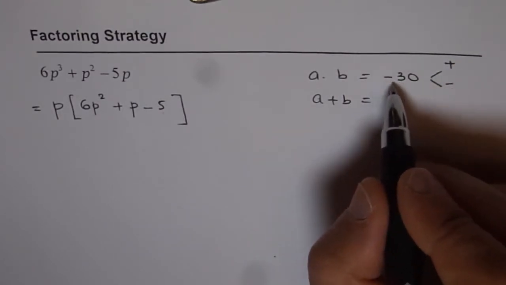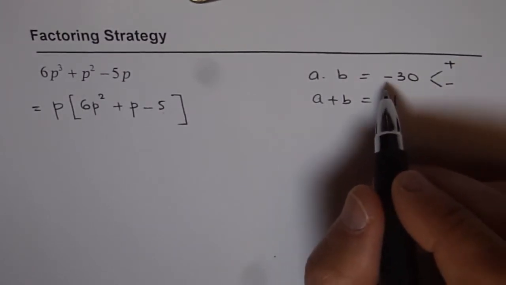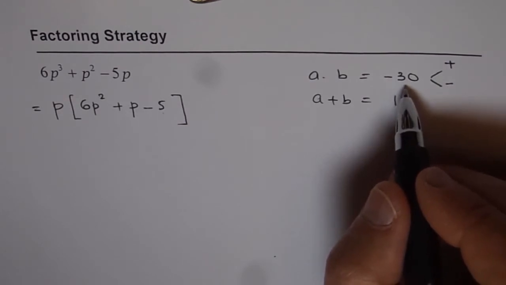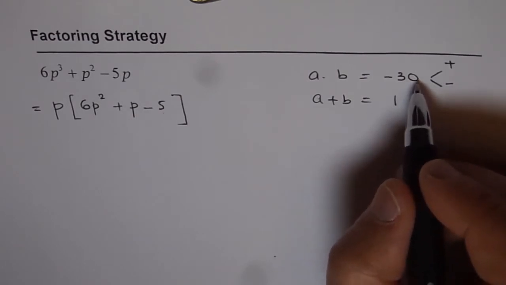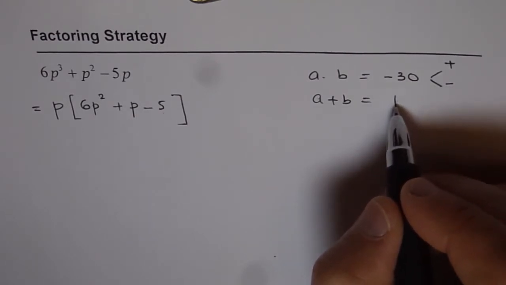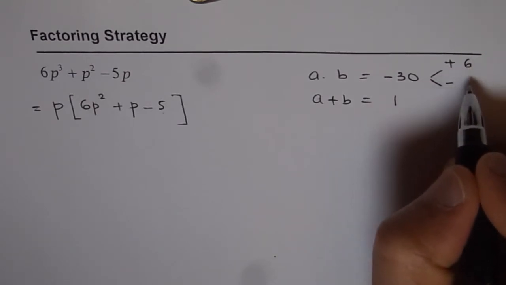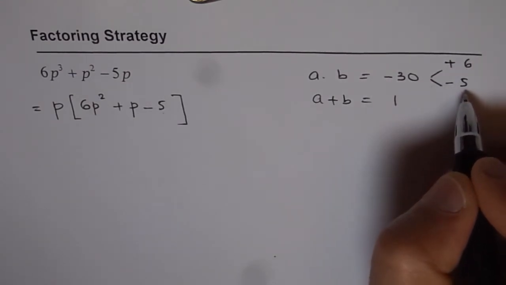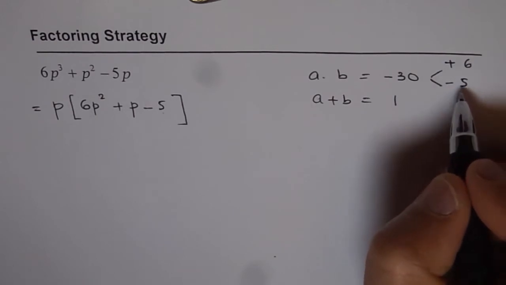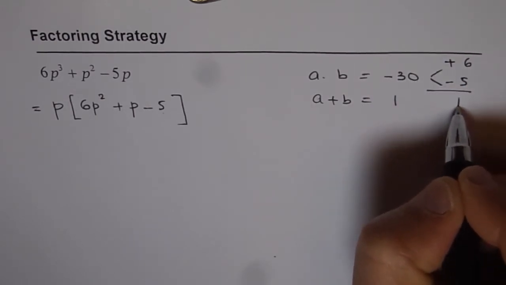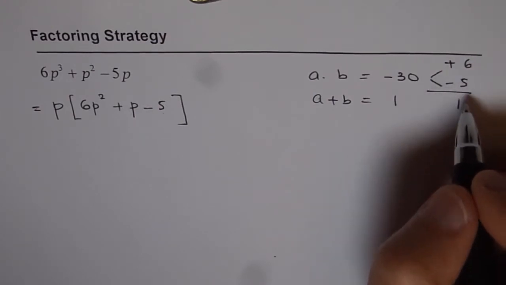Okay, now 30. How do you get 30? Factors of 30 are 1 and 30, 3 and 10, right? And 6 and 5. 6 and 5 can give us a sum of, or rather a difference of 1. So the higher number has to be positive. 6 is positive, 5 is negative. When you multiply, you do get minus 30, and when you add them, you get 1. So that is the magic number we are looking for.